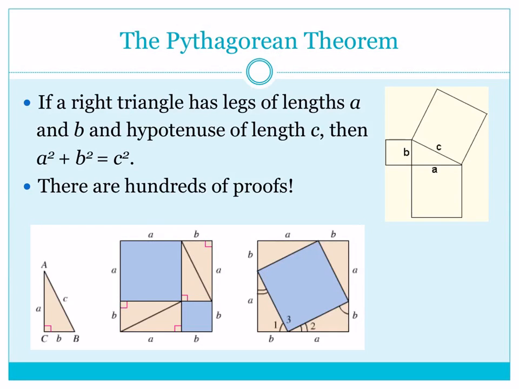There are literally hundreds of proofs for this theorem, but the Pythagorean theorem says that if we have the hypotenuse, the longest side of the right triangle, C, that squared is equal to the sum of the other two side lengths, A and B, each individually squared. So A squared plus B squared equals C squared. And these images you see on the screen are just a few of the different proofs, sort of proofs by picture, that you can take a look at for showing why this actually works.